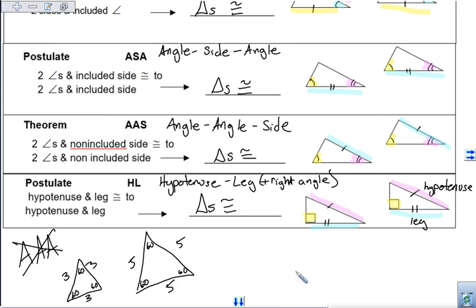The other one I don't want to see, because it does not always prove that your triangles are congruent, because you have a different side measure across from your angle, is side, side, angle. Don't want to see it. I don't want to see the reverse of that.